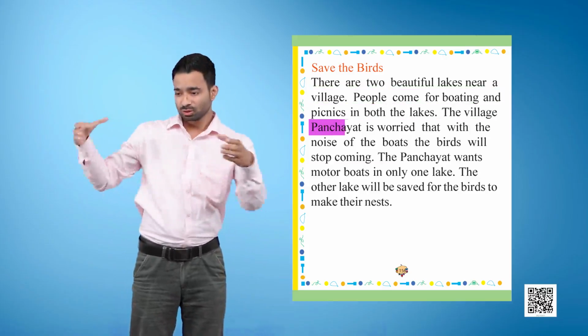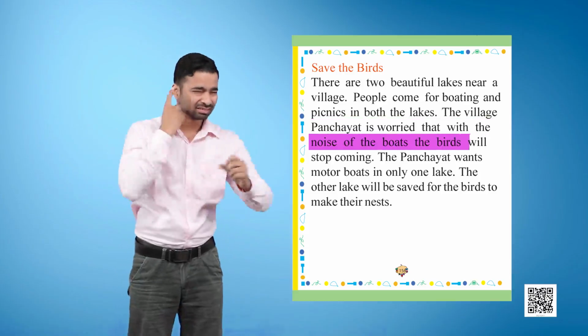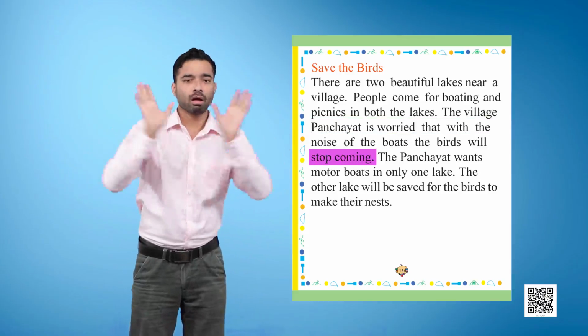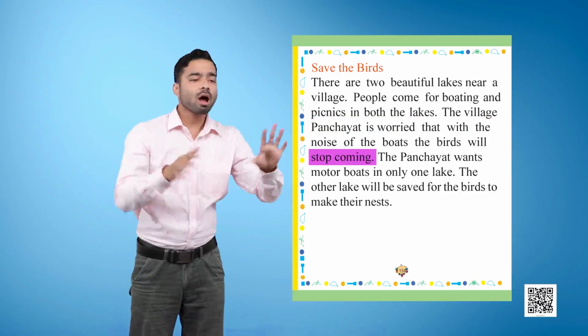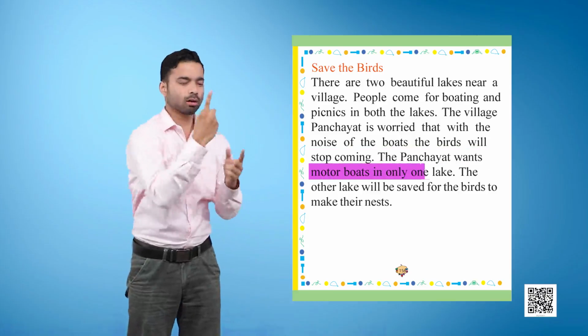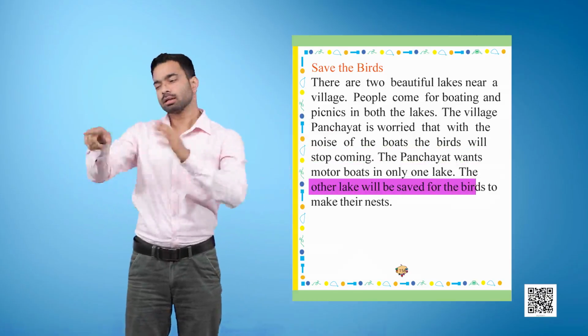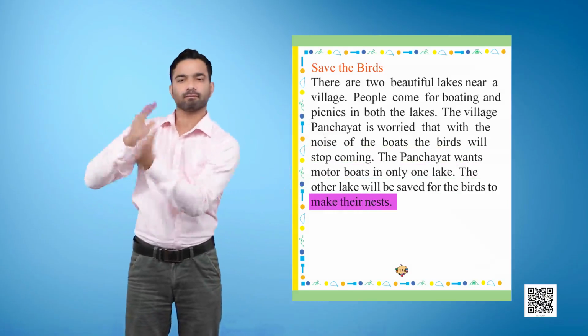The village panchayat is worried that with the noise of the boats, the birds will stop coming. The panchayat wants motorboats in only one lake. The other lake will be saved for the birds to make their nests.